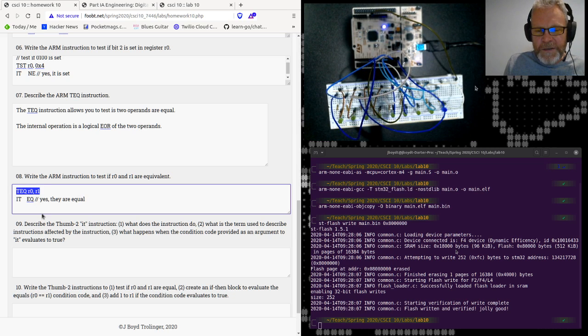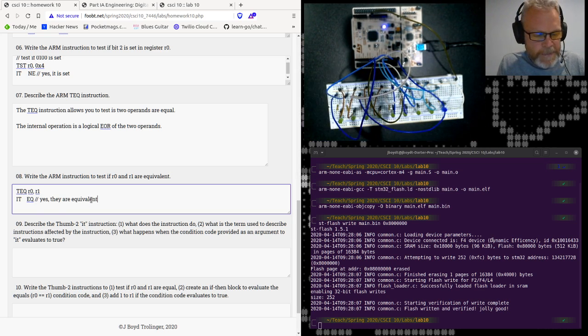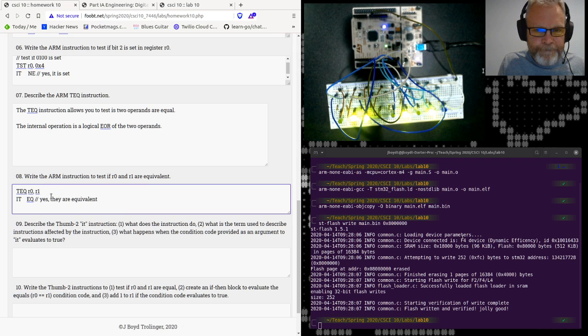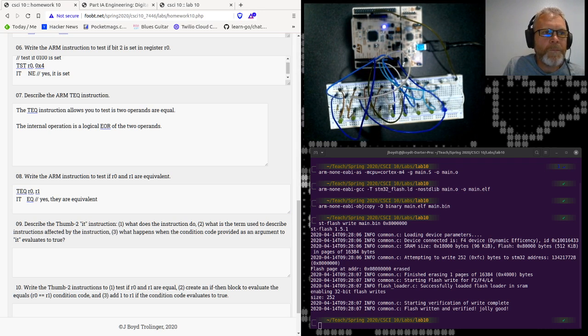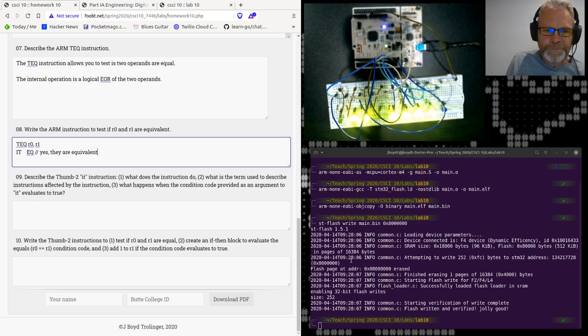Technically, it's just that one instruction, but it's almost always going to be followed, so that would mean yes, they are equivalent. I'm running a little long, but we're on the last two, so let's just get it over with.